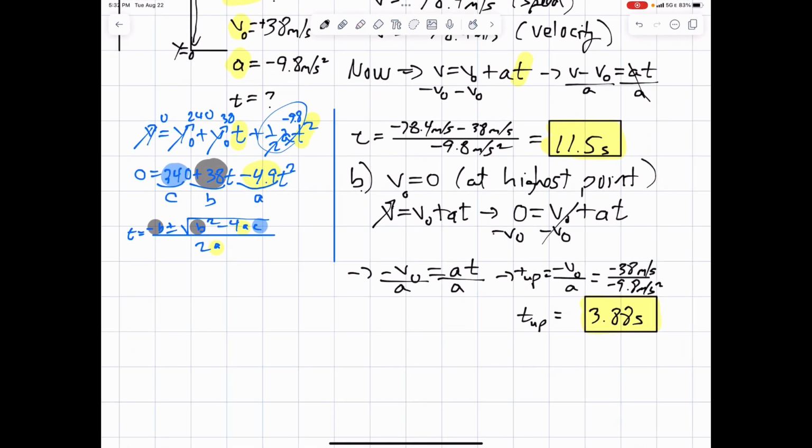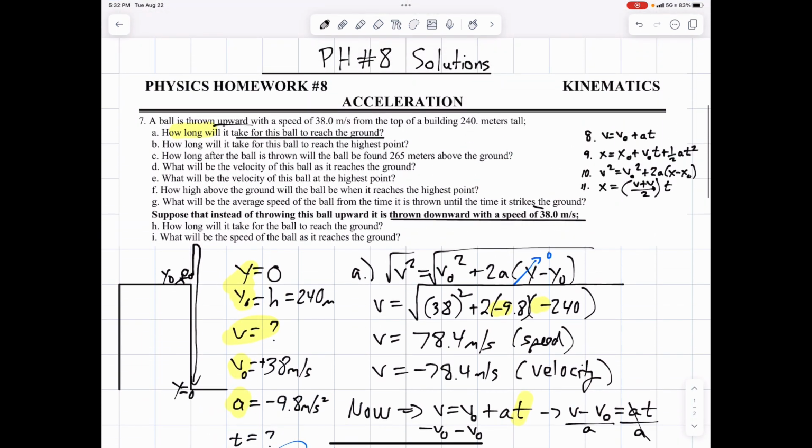Okay, part C, we'll work that out over here. Part C is now looking at how long after the ball is thrown it will be at 265 meters above the ground. So we're doing the same thing, but instead of letting y be 0, you're going to let y be 265.